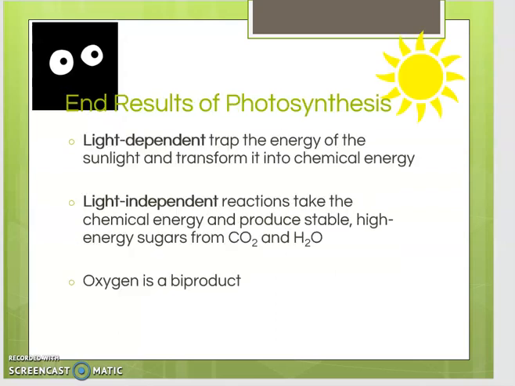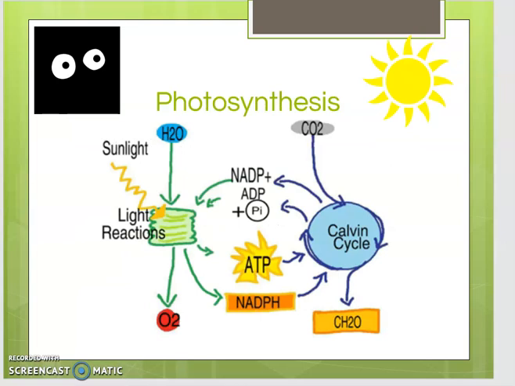When we look at the end results of photosynthesis, we have light-dependent reactions that trap the energy from the sunlight and transform it into chemical energy, and then the light-independent reactions take the chemical energy and produce stable, high-energy sugars from that carbon dioxide and the water. Oxygen is going to be a byproduct that will be released again from the light-dependent reactions. Here's another summary picture of what we've talked about.